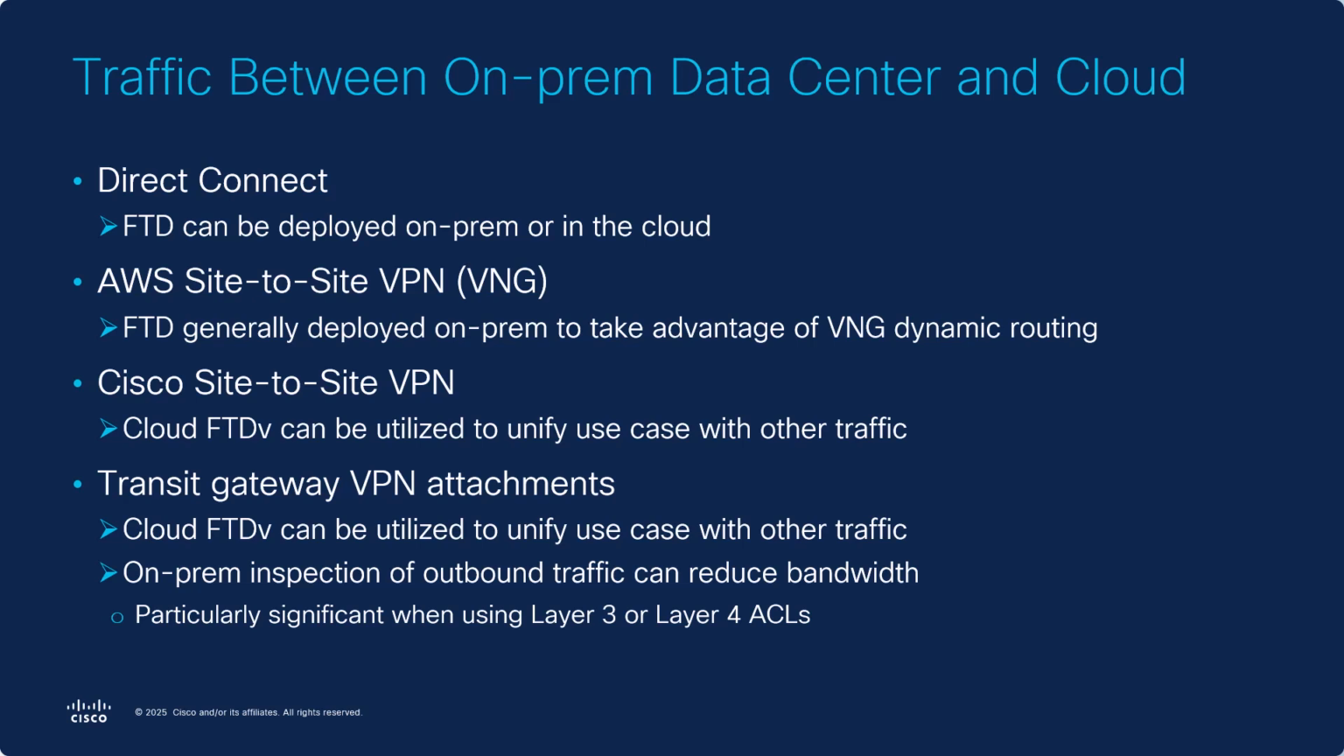If you're using AWS site-to-site VPN, again, you will typically deploy the FTD on-prem to take advantage of VNG dynamic routing. When using Cisco site-to-site VPN to connect to the cloud, FTDv can be utilized. This unifies inspection across all cloud traffic. If you're using a transit gateway VPN attachment, typically you will prefer to do the inspection on-prem. This can significantly reduce bandwidth requirements, particularly if you're doing layer 3 and layer 4 inspection only.